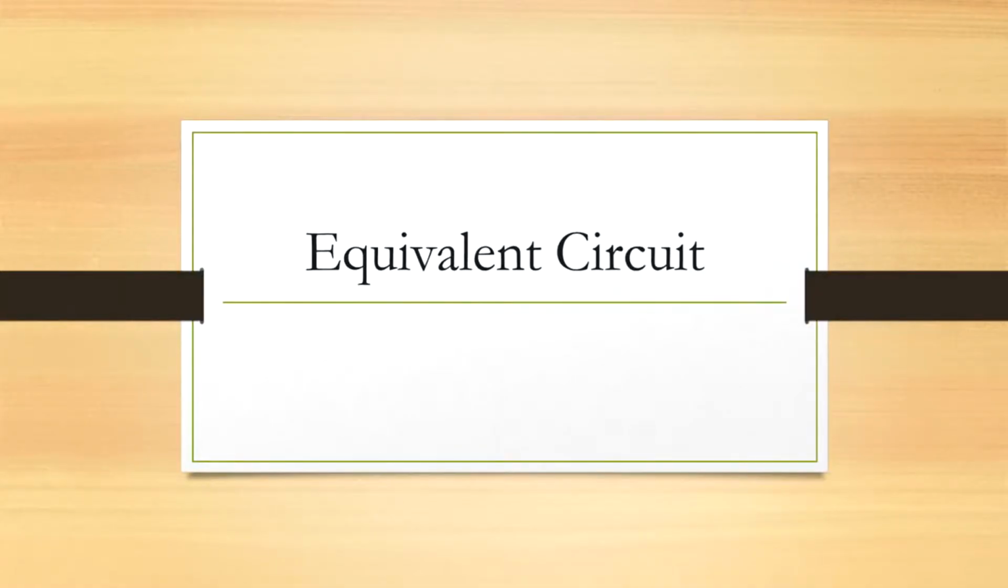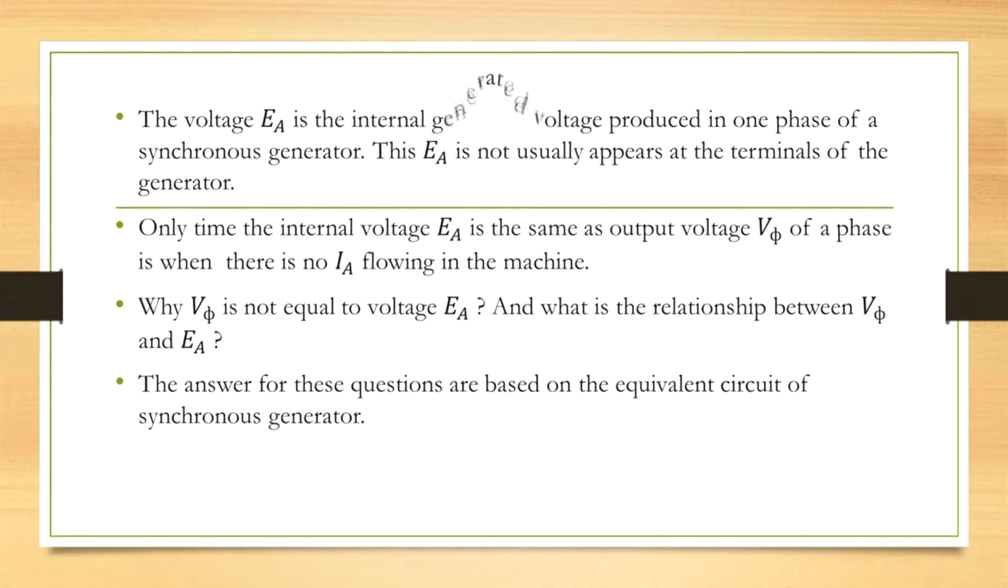Equivalent circuit. The voltage EA is the internal generated voltage produced in one phase of a synchronous generator. This EA does not usually appear at the terminals of the generator. The only time the internal voltage EA is the same as the output voltage VF of a phase is when there is no IA flowing in the machine.